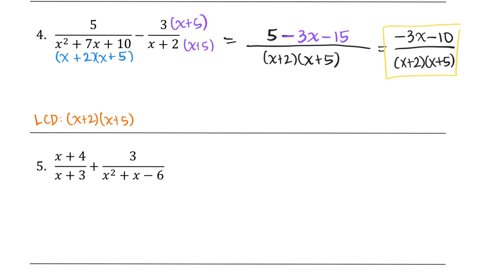Let's look. One denominator is x plus 3, the other one's x squared plus x minus 6. Let's factor this one to see what they have in common. To get negative 6, probably 2 times 3, huh? Positive 3 minus 2. So my least common denominator is the x minus 2 and the x plus 3. So the first fraction needs the x minus 2.